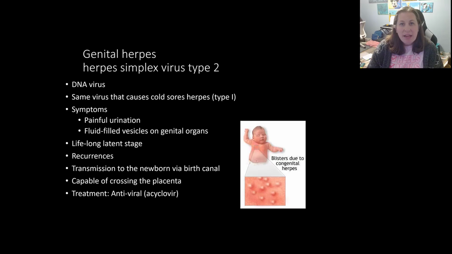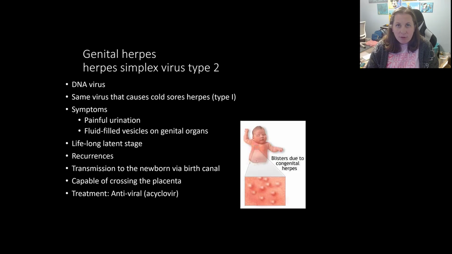Now, symptoms include painful urination, and fluid-filled vesicles that will form on the genital organs. This is going to be where you have it. Once you've been infected, you will always be infected. After a normal first outbreak, they do go into a lifelong latent stage, but you can have reoccurrences. This can be transmitted to a newborn through the birth canal, and it is capable of crossing the placenta as well.